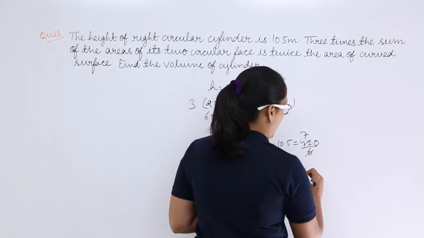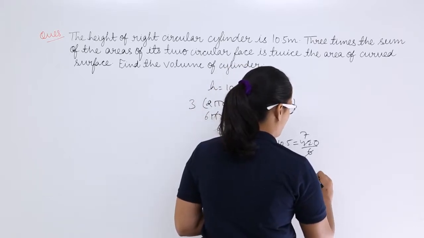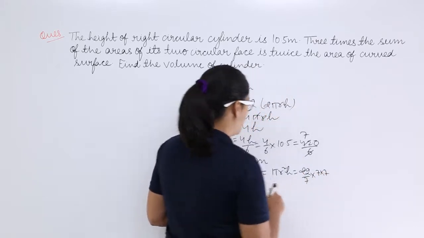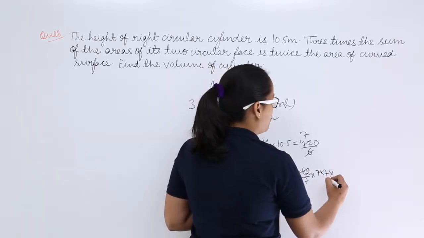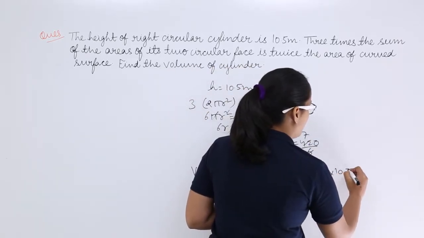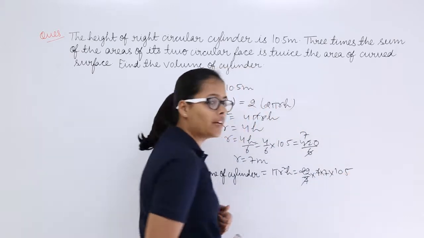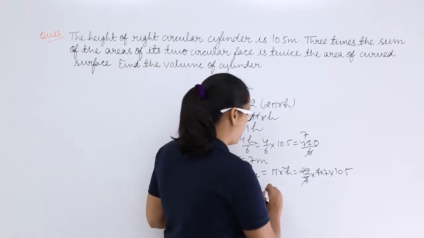What is the value of pi? It is 22 by 7. What is the value of radius? It is 7 meter. So you can write r 2 times. And what is the value of h? It is 10.5. 7 will cancel 7. And what you will get?